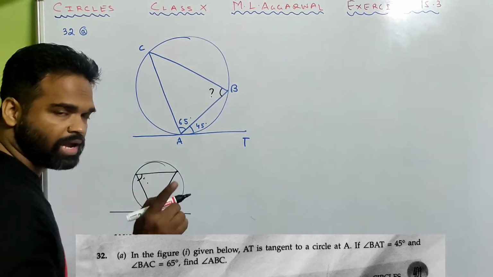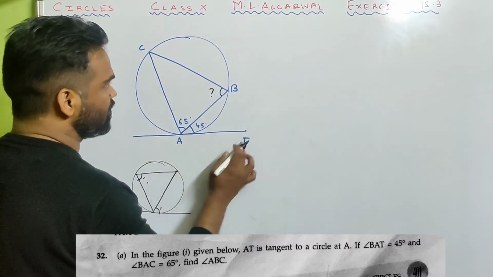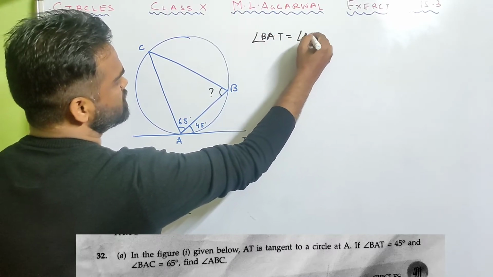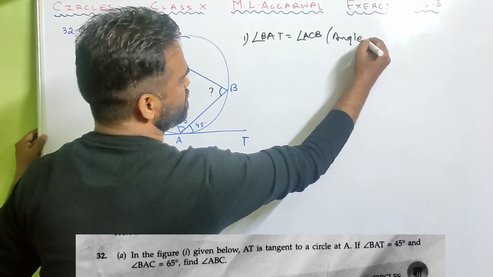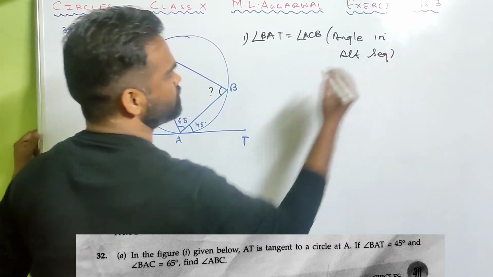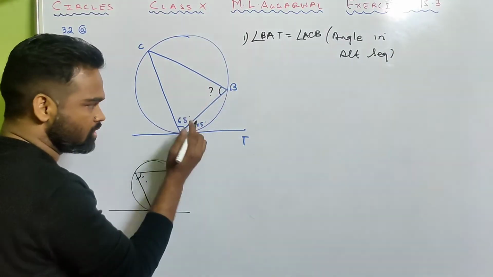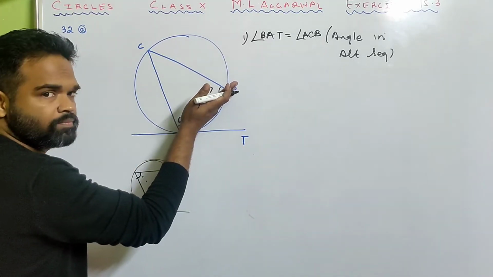Yes or no? Angle in alternate segment. Similarly, angle BAT, look carefully, angle BAT will be equal to angle ACB. Angle in alternate segment. Please write the reason also. Angle in alternate segment: the angle formed between the tangent and the chord is equal to the angle formed in the alternate segment by the chord.